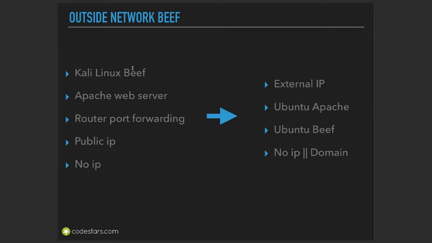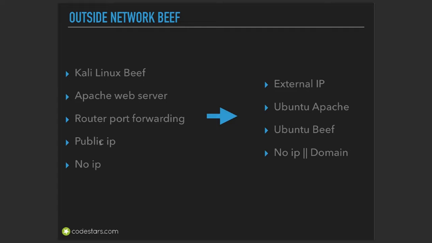First, you can run BeEF on your Kali Linux, and you can use your old Apache web server as we did in the previous sections. But you have to use your own public IP, and you have to use a lot of router port forwarding rules on top of that. Maybe you can hide your public IP using a technology called No-IP, and we're going to see that in the following lectures, don't worry about it. But this method is not actually safe.